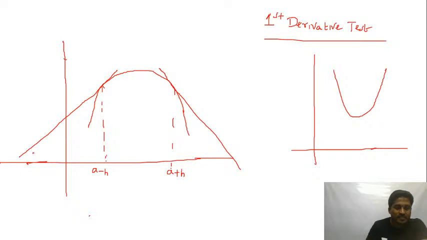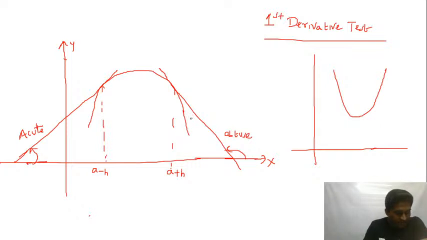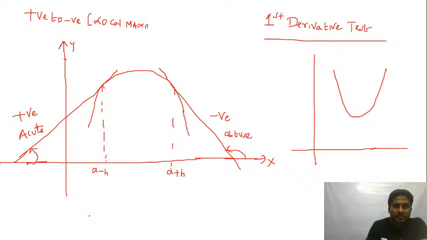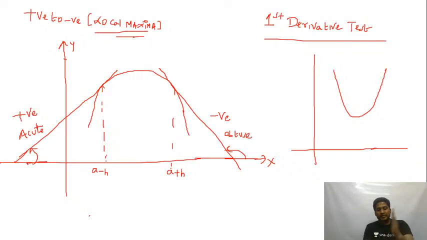Is this angle acute or obtuse, guys? This is acute, right? If I take the angle here, is this obtuse? So this is acute and this is obtuse. Whenever it is acute, slope is positive. If it is obtuse, slope will be negative. So if it changes the sign from positive to negative, then it is called local maxima. As x increases from smaller to bigger, that's called the first derivative test. It is there in the NCERT textbook as well.